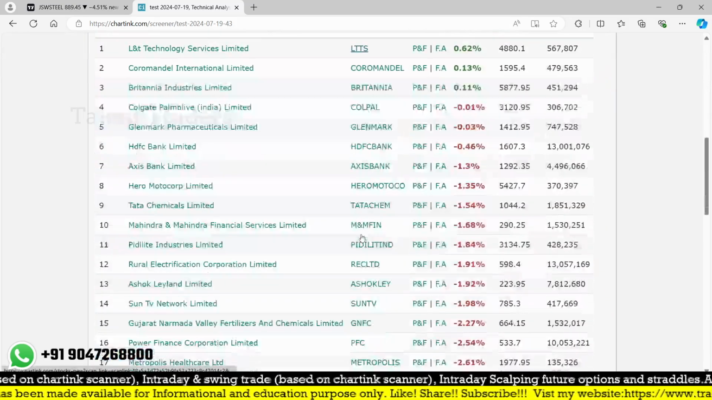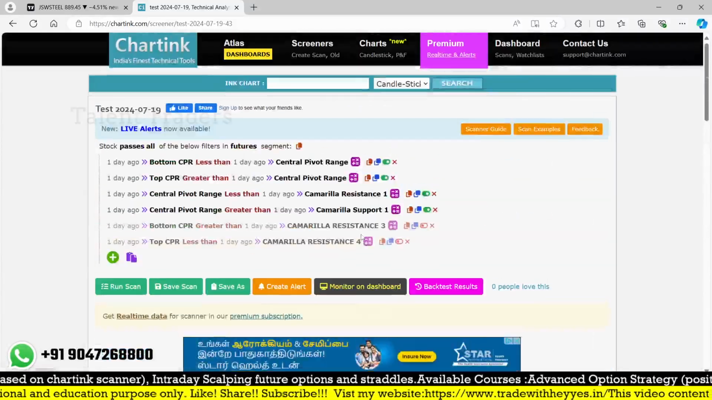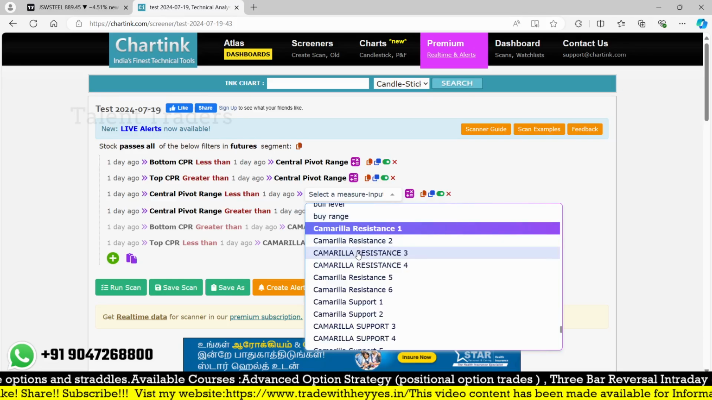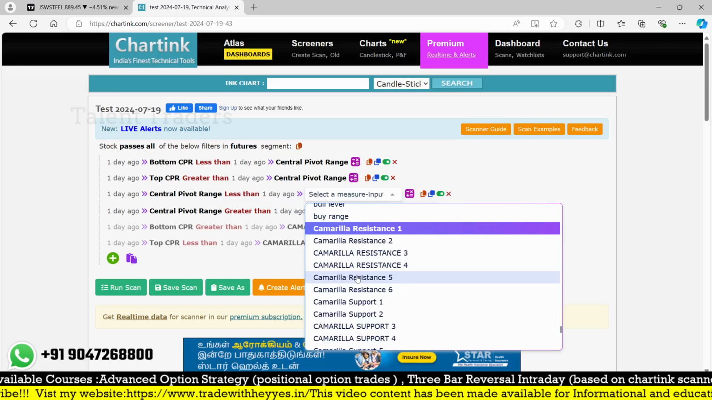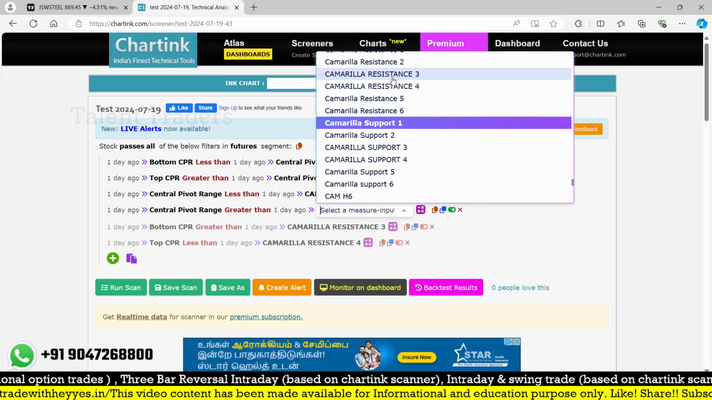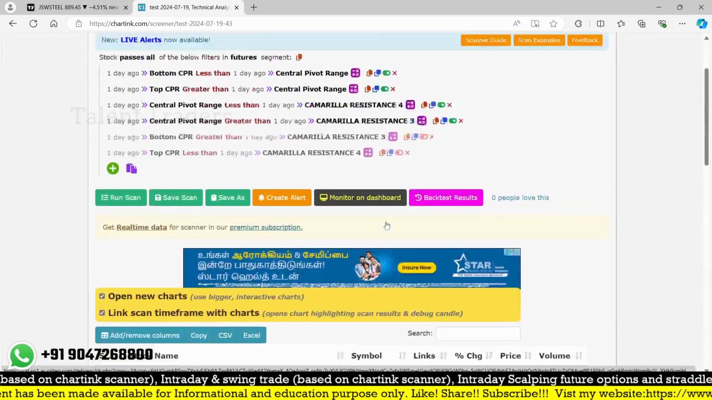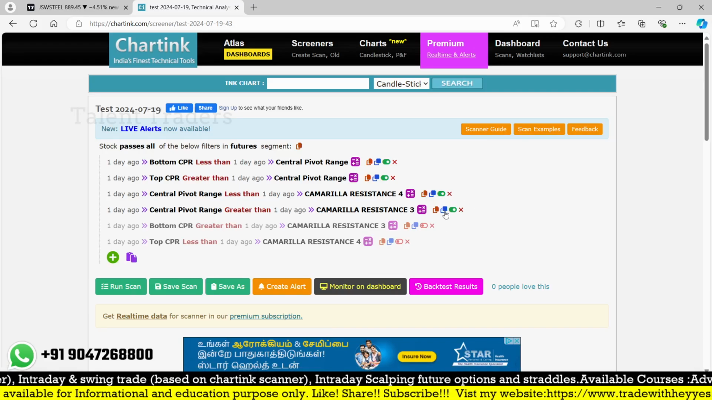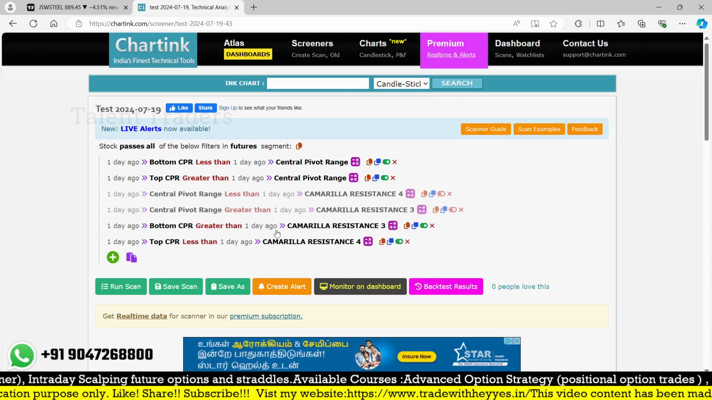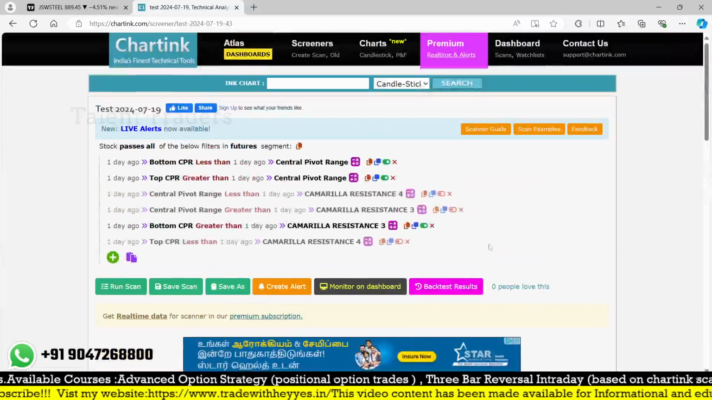Okay, let me try. Are there any stocks? It's giving you money. So let me check what the condition is here. And here the central pivot range is less than the Camarilla, so we need to change it. Less than R4 greater than R3. Any stocks? I think no stocks can be found. Maybe this one is working. Maybe we'll try the backtest and try bottom CPR greater than 1 day ago Camarilla R4, R3. So let me check if any stocks come. Let's see, no stocks counted.